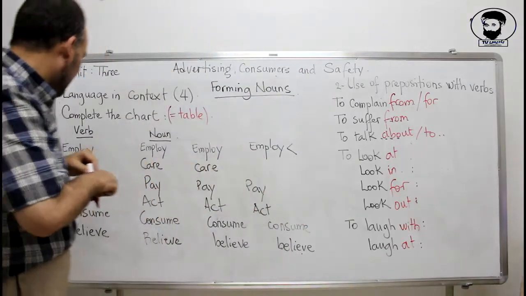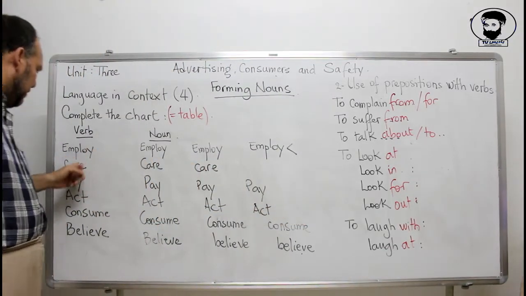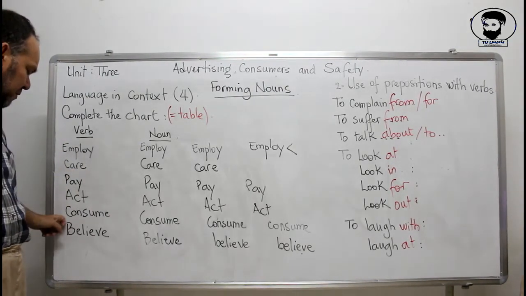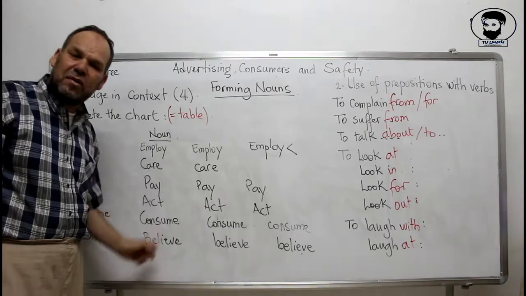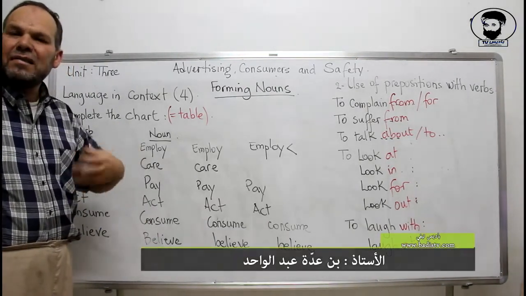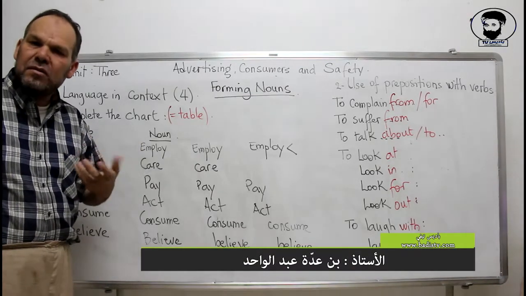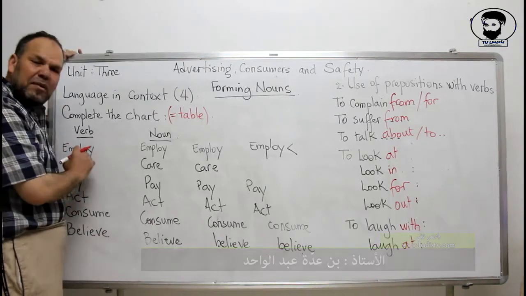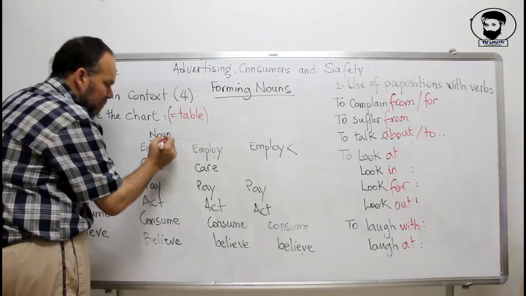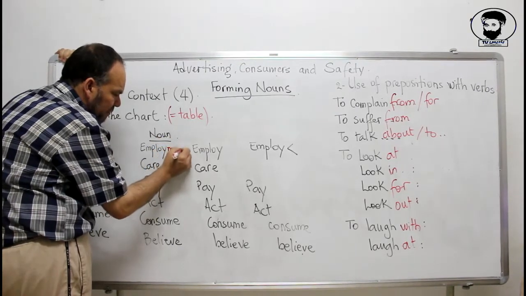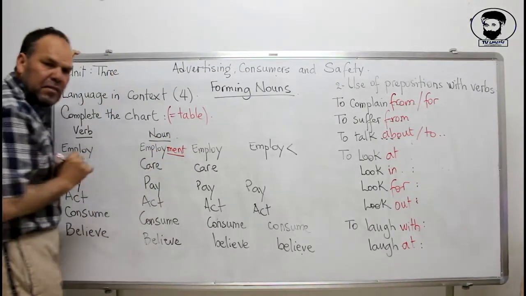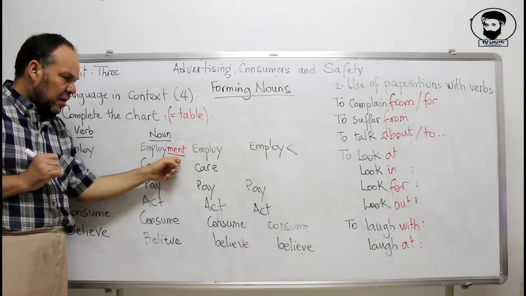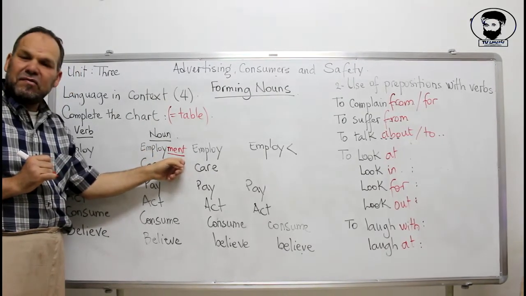So for example, look, you've got the verbs employ, care, pay, act, consume, and believe. Now let's see what ways we can use to make nouns from them. For example, we've got the verb employ. For the verb employ, the first way is employment. This is a suffix in English. What comes at the beginning is a prefix; here it's called the suffix. So employment is the first way.